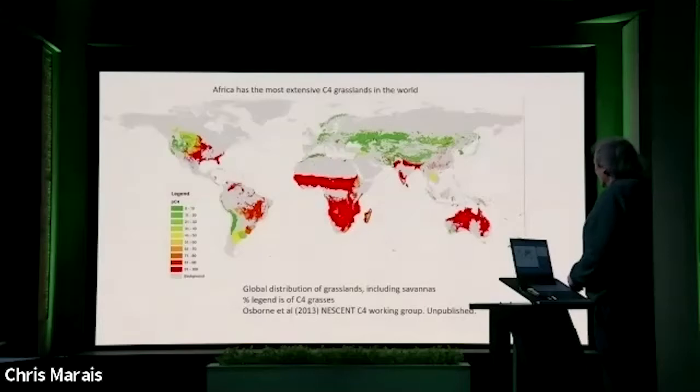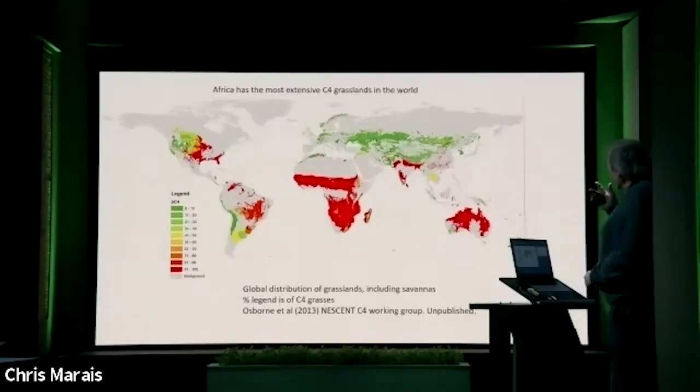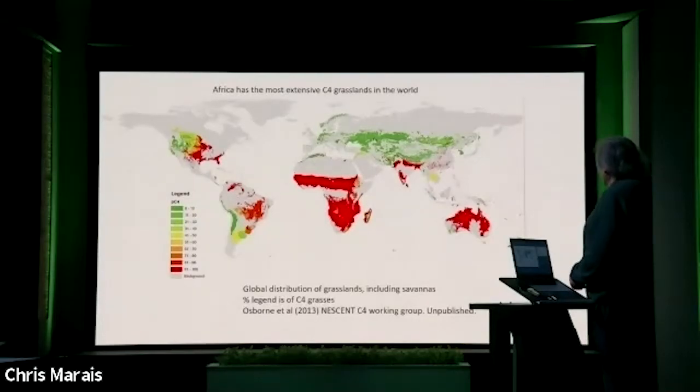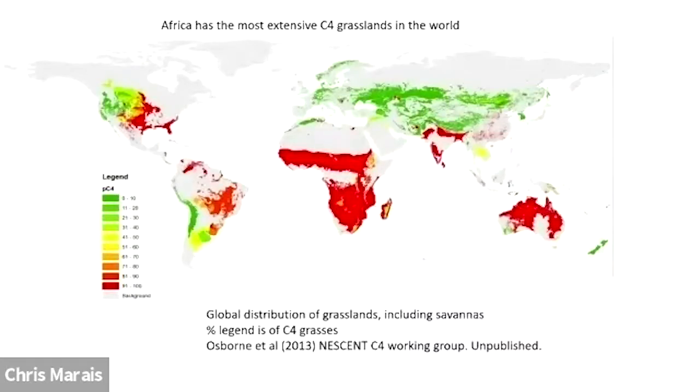It's not just any kind of grass. If you look at this map, the red shows that Africa is overwhelmingly dominated by C4 grasses, whereas Europe, in the northern hemisphere, is overwhelmingly dominated by C3 grasses. These are fundamental differences that, I think, underlie the confusion that people from Europe had when they confronted Africa.